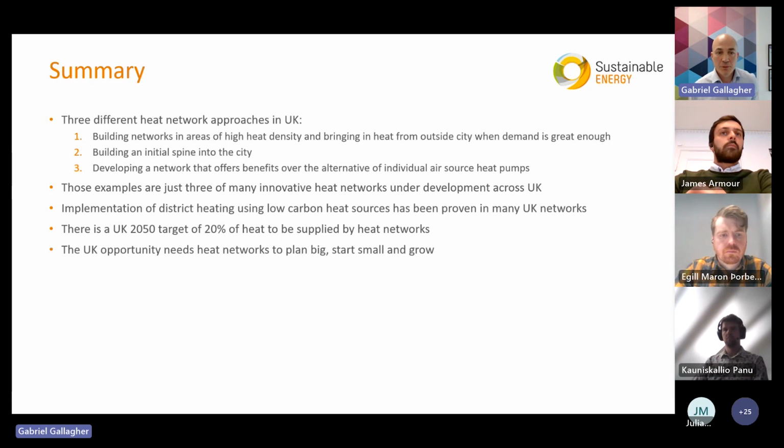And that's just three examples of many more innovative heat networks that are under development by all sorts of organisations across the UK. And the implementation of low carbon heating has been proven. There's a current 2050 target of 20% of heat to be supplied by heat networks in the UK. That's a much lower rate than the following presentations and other Scandinavian cities will say. We believe it's a very low target, and the opportunity is far greater, but it leaves us in the UK with a much earlier developed market. What is the opportunity? We need to plan and think big, start somewhere small, and grow those networks, and that's our UK experience.